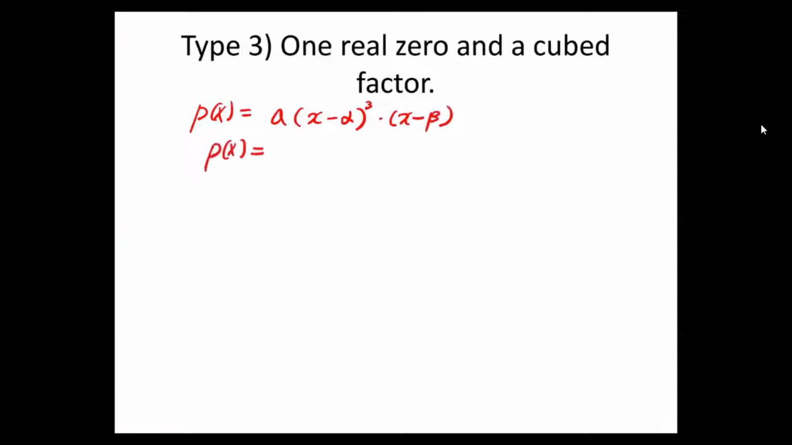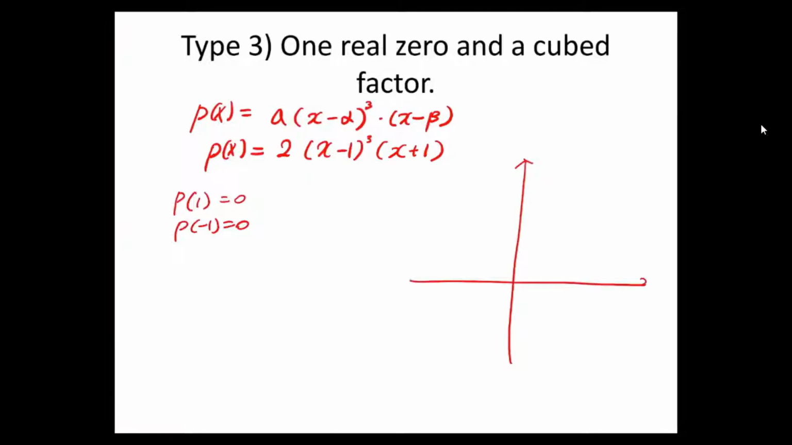So let's take an example where a is 2, and then your alpha is 1, and then your second zero is going to be negative 1. So the factor theorem gives you p(1) is 0, p(-1) is 0. That's very clear. It's going to be concave up because 2 is greater than 0, so it's going to look kind of like that, right? You have 1 and negative 1, that's 0.